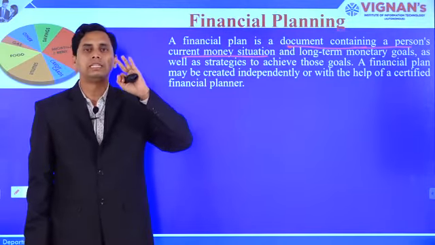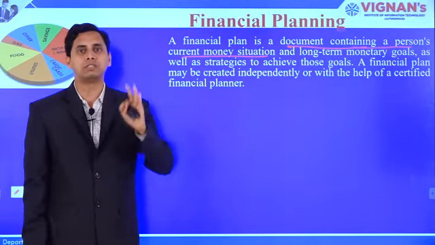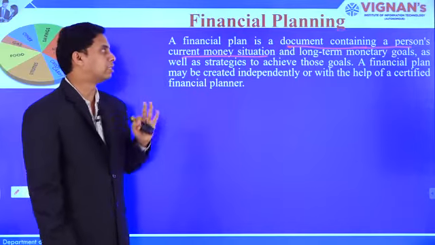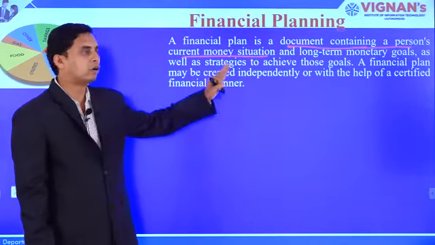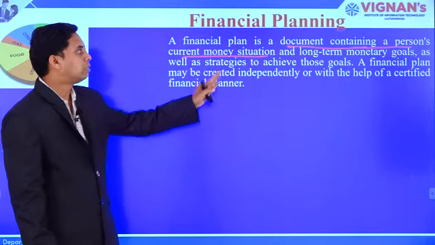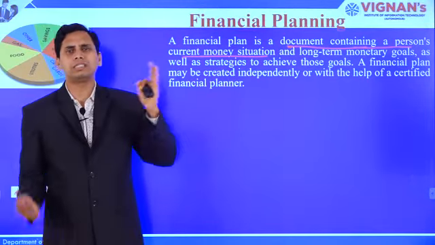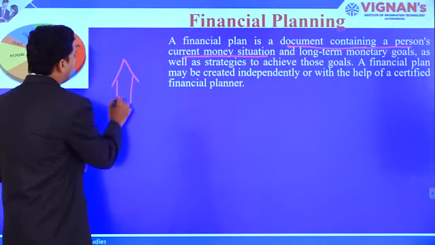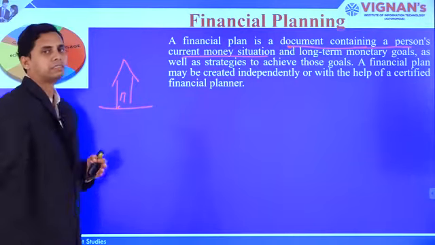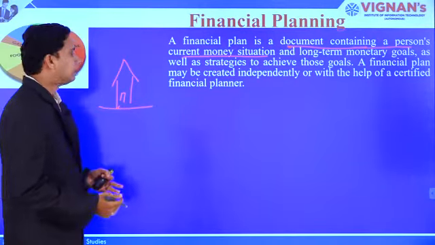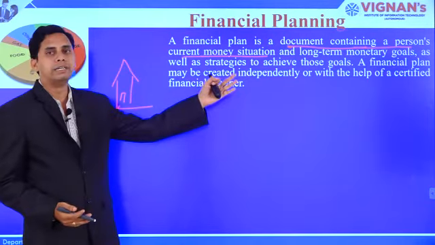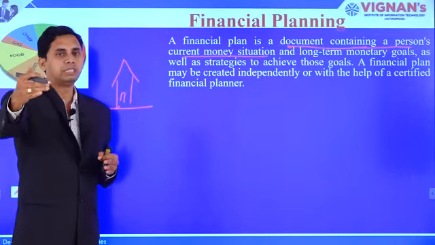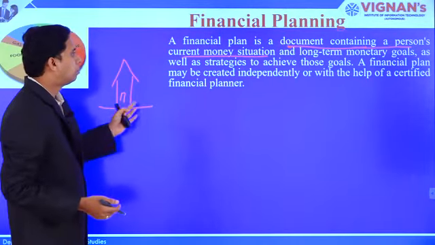It includes your current situation, whether you are in a surplus condition or a deficit condition, which will be taken into consideration, and it is also written in a document format about the long-term monetary goals. Long-term monetary goals means simply, I want to buy a home. To buy a home I need money, right? This money is nothing but the long-term monetary goal, because I need a home after maybe 20 years. I need money. That is what a long-term goal is.